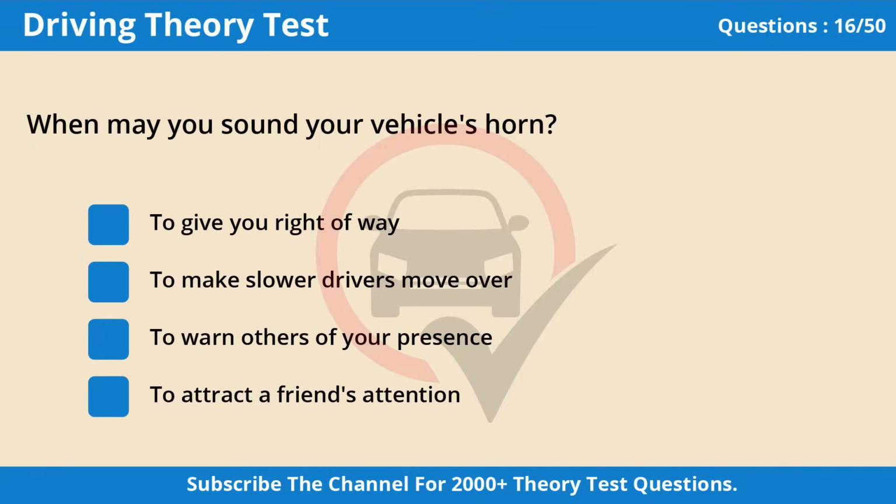Question 16. When may you sound your vehicle's horn? A. To give you right of way. B. To make slower drivers move over. C. To warn others of your presence. D. To attract a friend's attention.